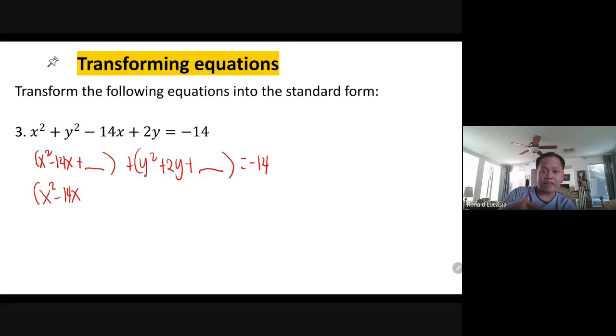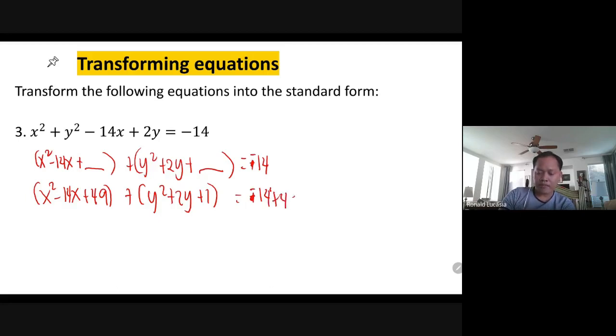Negative 7 squared, that's 49, plus y squared plus 2y. Our b for the y part is 1. 1 times 1, that's 1. And the negative 14, this should be negative, sorry. Negative 14, so plus 49 plus 1.